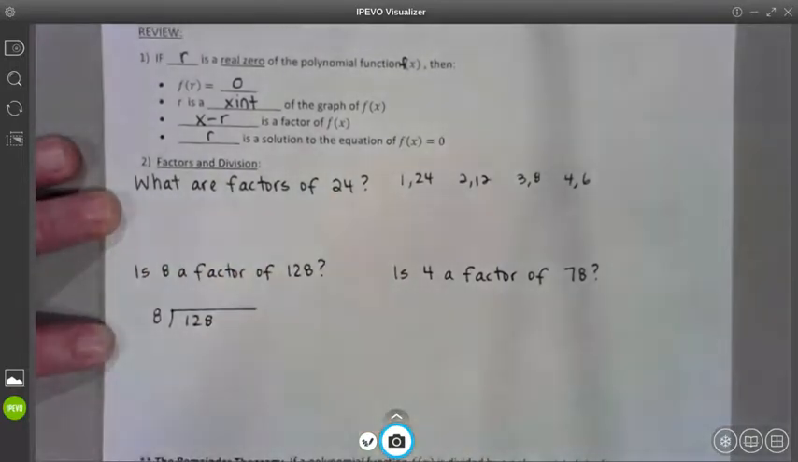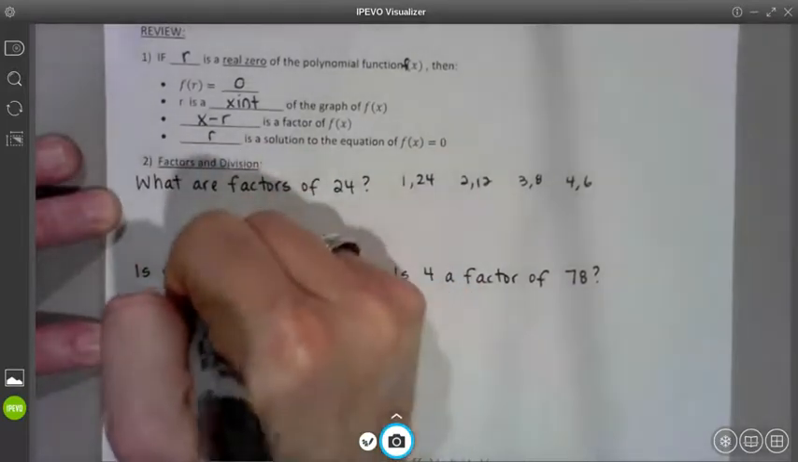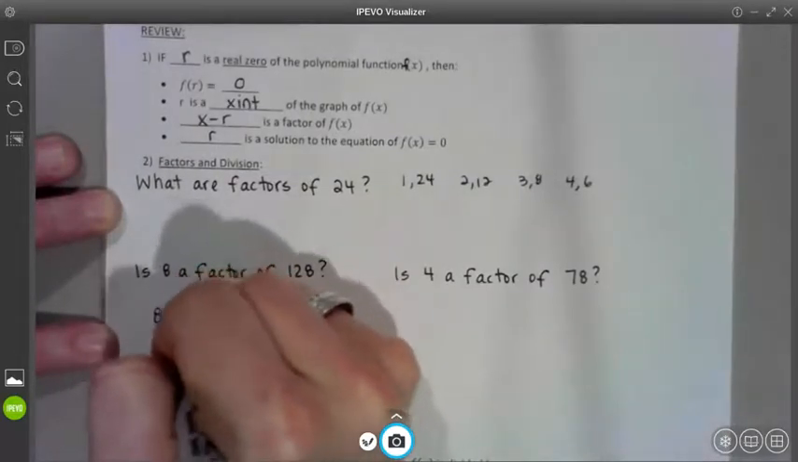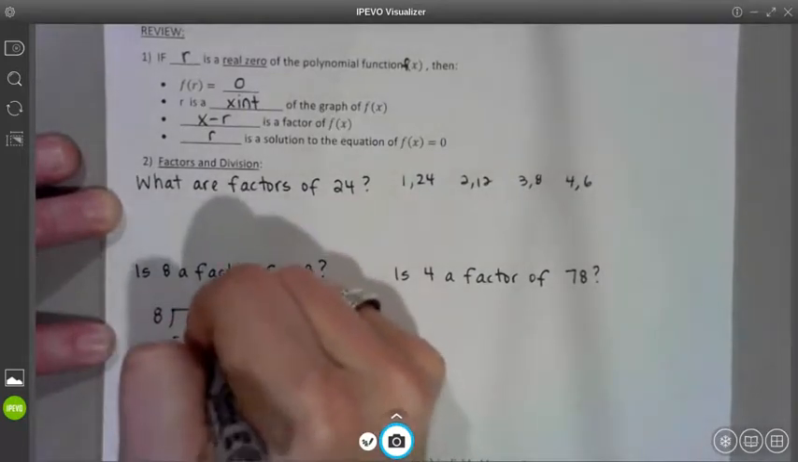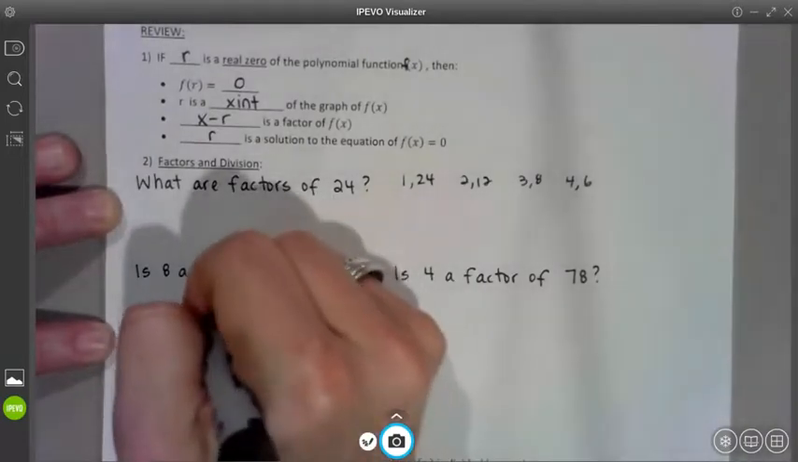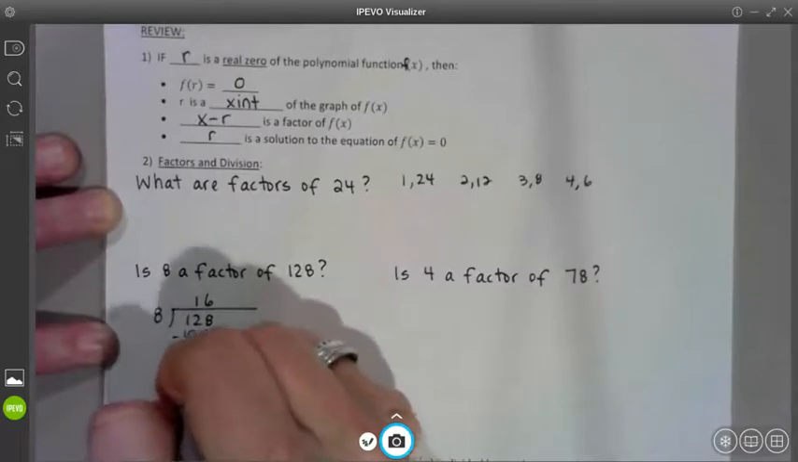All right, refresh our memory. How many times can 8 go into 1? It can't. How many times can 8 go into 12? 1 time, right? So then 1 times 8 is 8. Then we subtract to see what's left over. 12 minus 8 is 4. We bring down the 8 and we do it all over again. How many times can 8 go into 48? 6 times. Then we multiply. 6 times 8 is 48. We subtract.